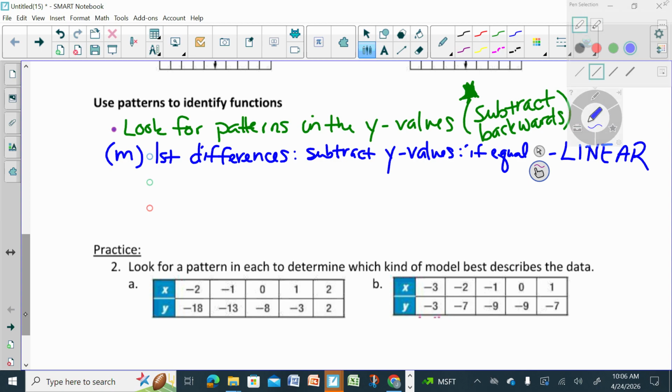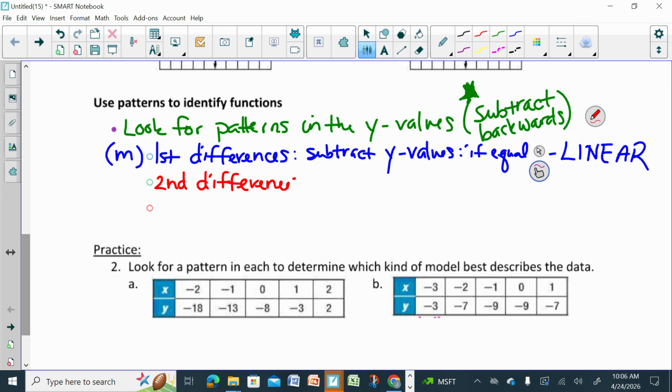Okay, but let's say when we did that, we got a giant mess. We still want to record it all. So when you do the first differences, you want to record it and write it down, because then we're going to conduct second differences. Second differences, you subtract not the y values, but you subtract the first differences. So what you got when you subtracted the first time, you're going to subtract those. And if they're equal, then it's quadratic.